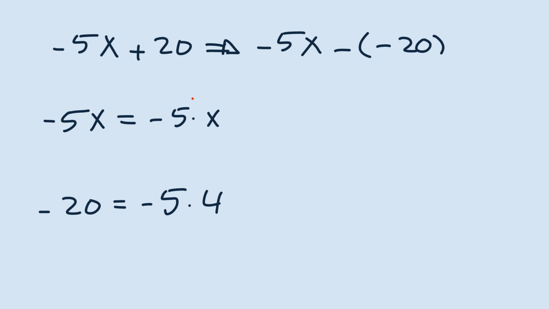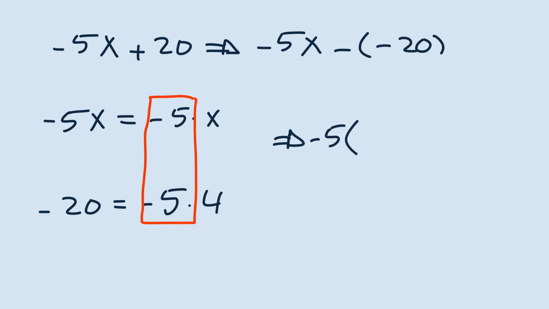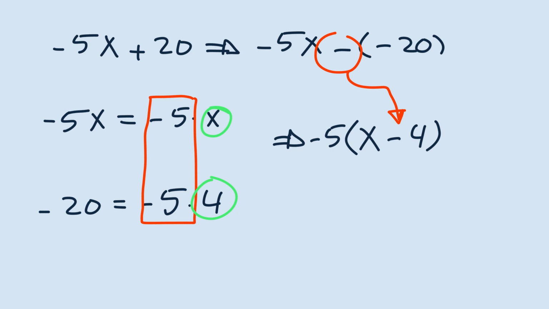From here we can say that negative 5 is the greatest common factor because it exists up and down. And whatever is left up and down we have to write between the parentheses. So it will be negative 5, and here we have x minus 4. Just to make things clear, this negative sign is this negative sign, and the negative 20 is this negative 20. So don't mix these signs up. Try this one and then check your answer.